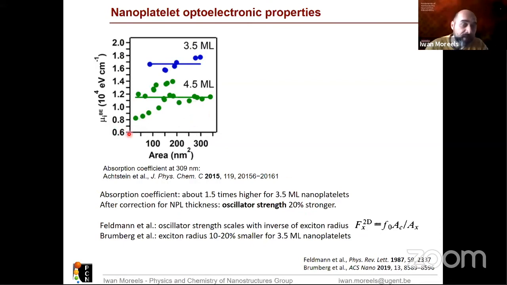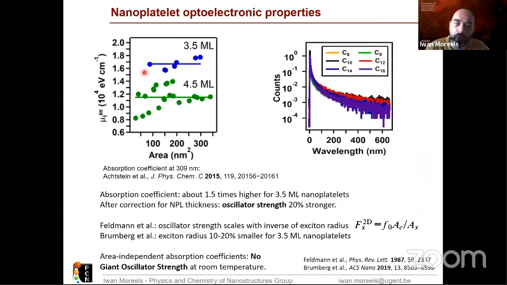If you look at the area dependence here, the absorption strength is actually quite constant. Same for 3.5 monolayer platelets. And even if we look at the fluorescence decay, remember, because the absorption strength is correlated to the emission strength or the emission rate, indeed the emission rate of platelets doesn't change much when you change the area of the platelets. And this was a very interesting confirmation that at room temperature, the faster emission that we still get compared to quantum dots has nothing to do anymore with the so-called giant oscillator strength effect.